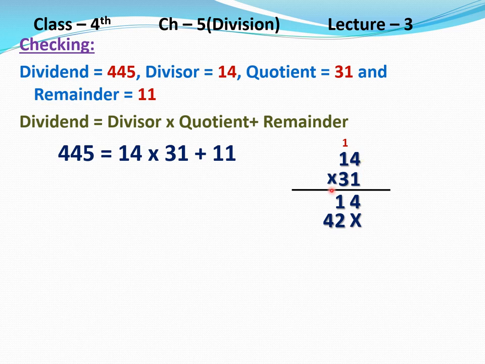Now multiply 14 by 3. 3 4s are 12. Write 2 here and write 1 carry. 3 1s are 3 plus 1, 4. Write 4 here. Now we will do addition. Write 4 here. 1 plus 2, 3. Write 3 here and write 4 as it is.